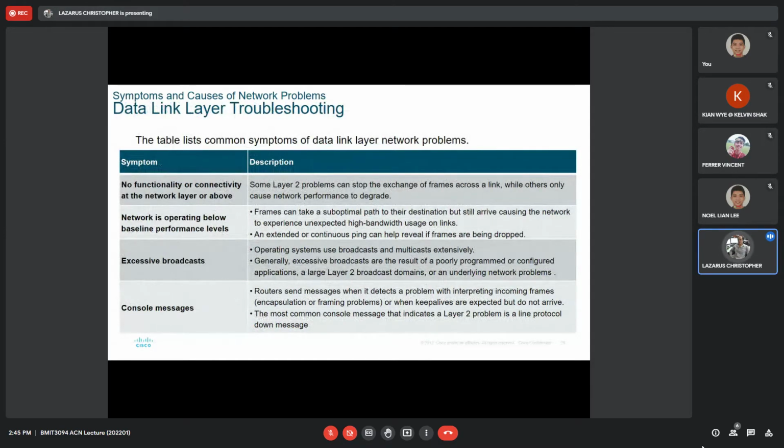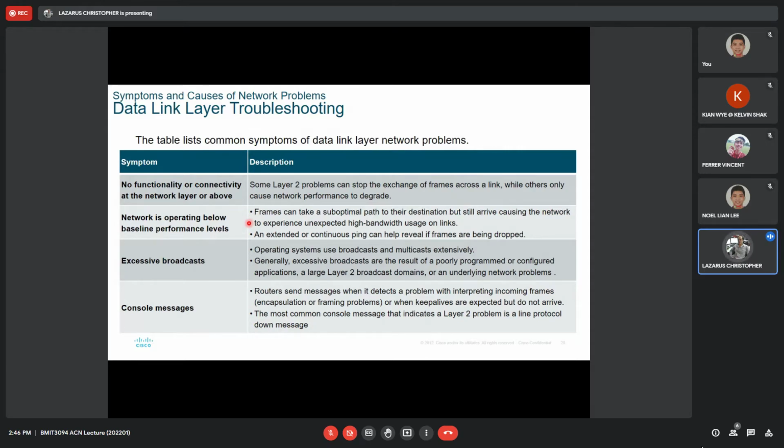All right. So next we look at data link layer troubleshooting. Data link layer is just above the physical layer, isn't it? It's where you have your MAC address. So no functionality or connectivity at the network layer or above means your layer 2 maybe has a problem. So check your frame exchange. It means at layer 2, maybe your switch has problems, right? Network is operating below baseline performance level.